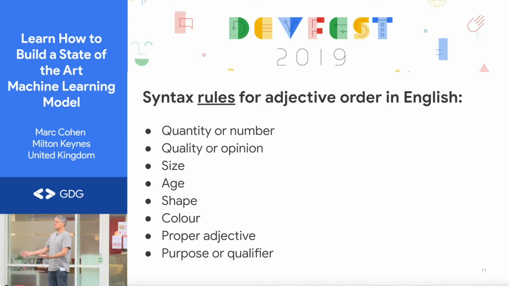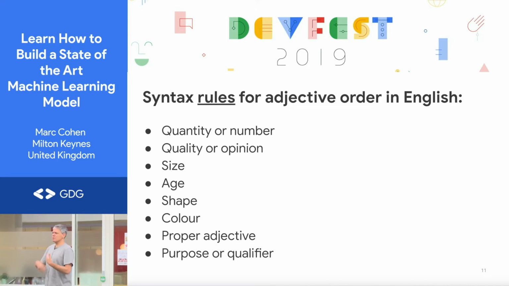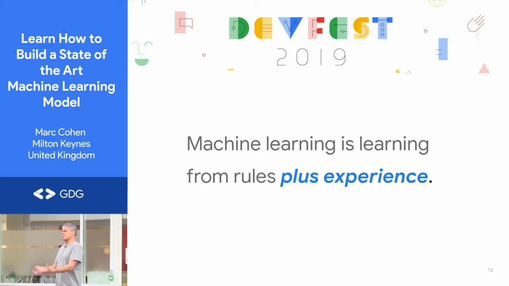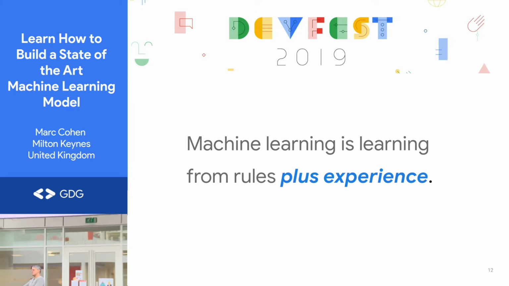And the reason is through pattern exposure. You've been exposed over and over throughout your life, and you've never heard red big, except in this talk, hopefully. And so you just start to pick up these patterns by exposure, and that's really what machine learning is all about. It's learning from rules we still have, but on top of the rules, we're adding experience.